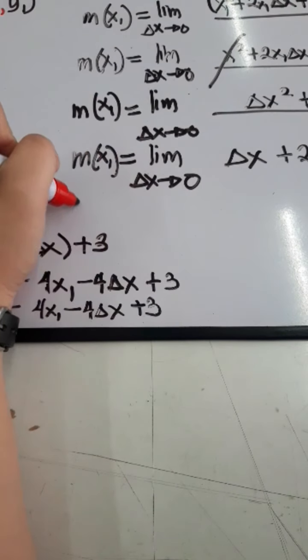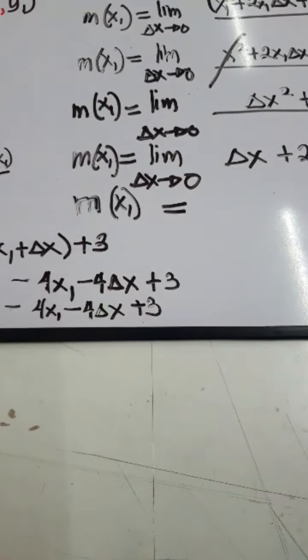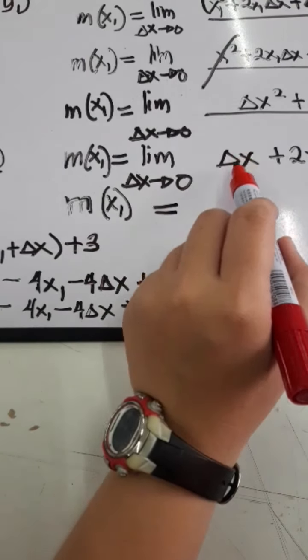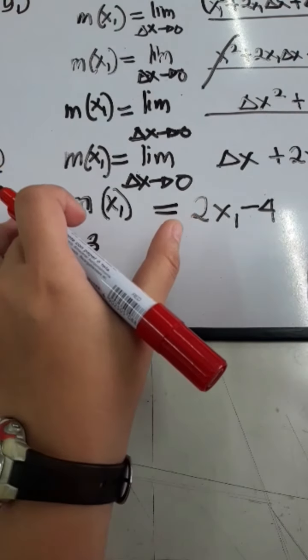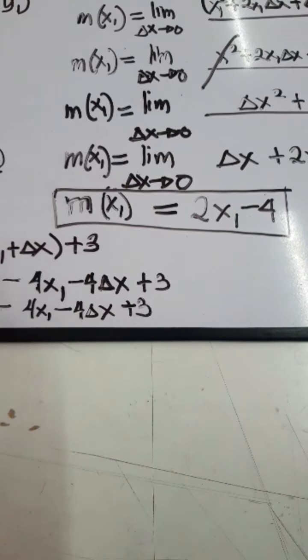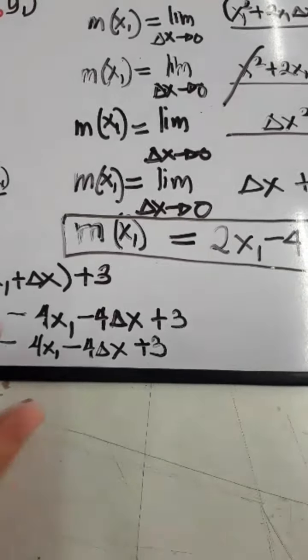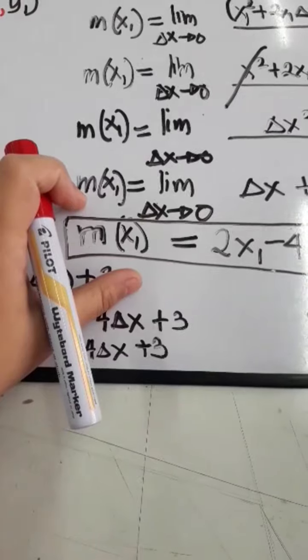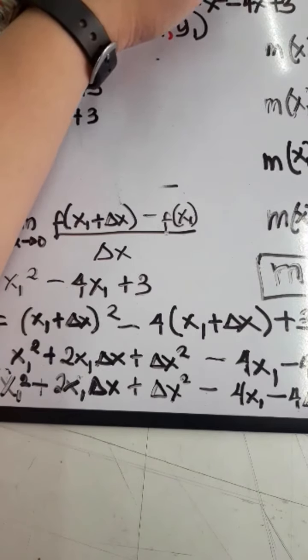So we get the equation m of x sub 1 equal to, as delta x approaches 0, class, that term becomes 0. So we have 2x sub 1 minus 4. And this now is our equation for the slope of the tangent line. So, box it. Okay? So now we have the equation of the slope of the tangent line to our curve y equals x squared minus 4x plus 3.